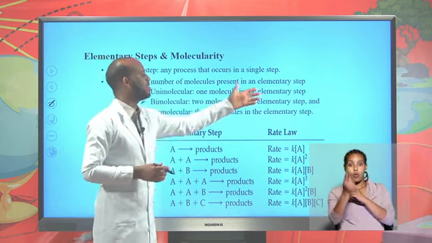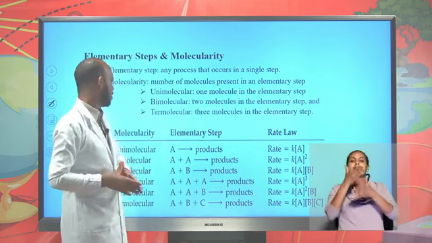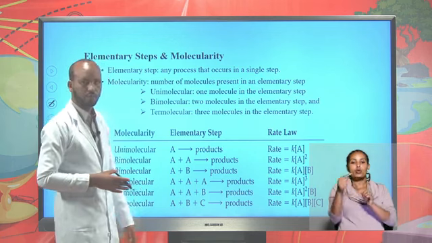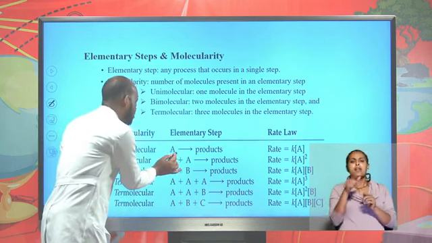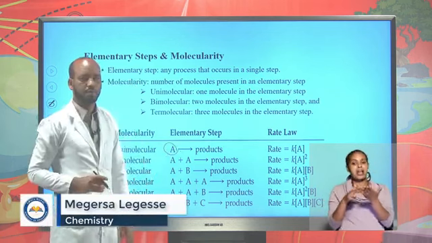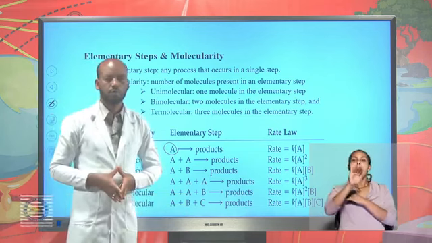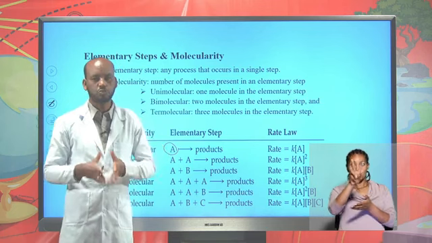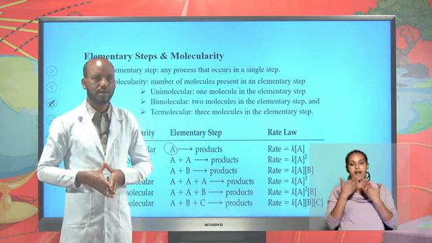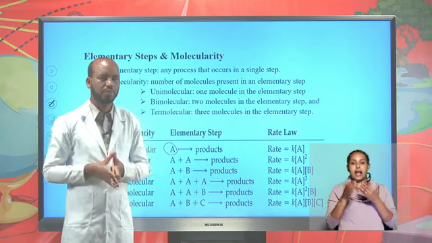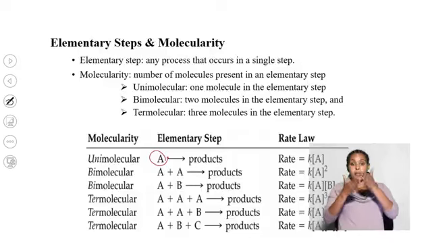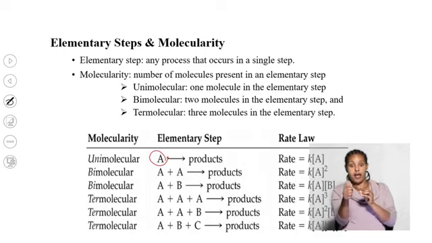Unimolecular means one molecule in the elementary step. For example, A to product, there is only one reacting species. Now this is unimolecular. Bimolecular is when two reacting species are there. The elementary reaction is bimolecular, for example, A plus A to form product, two colliding species.